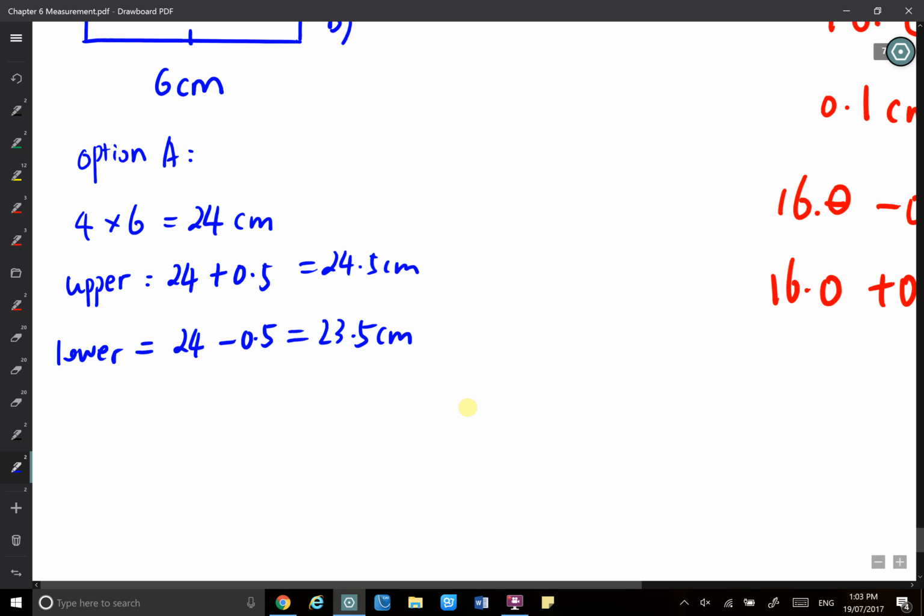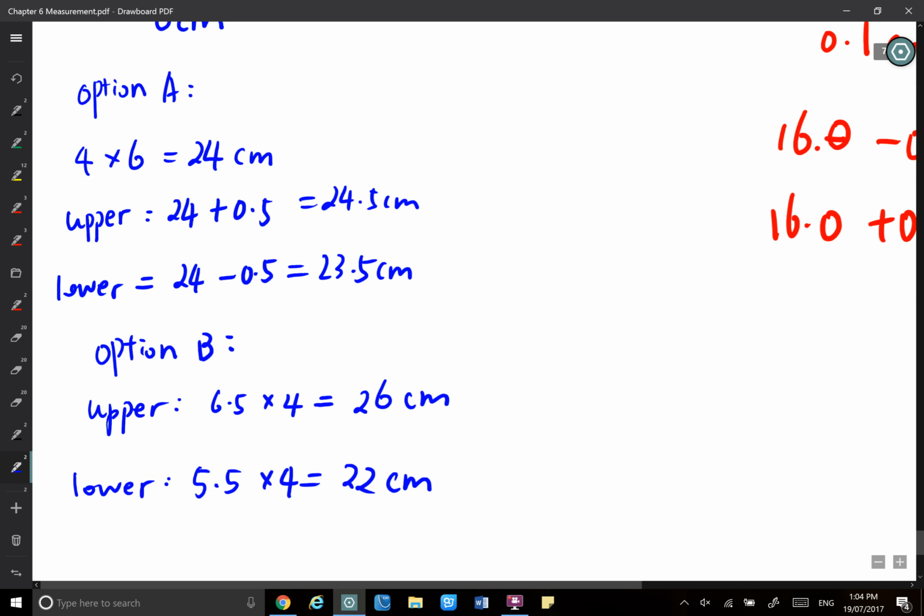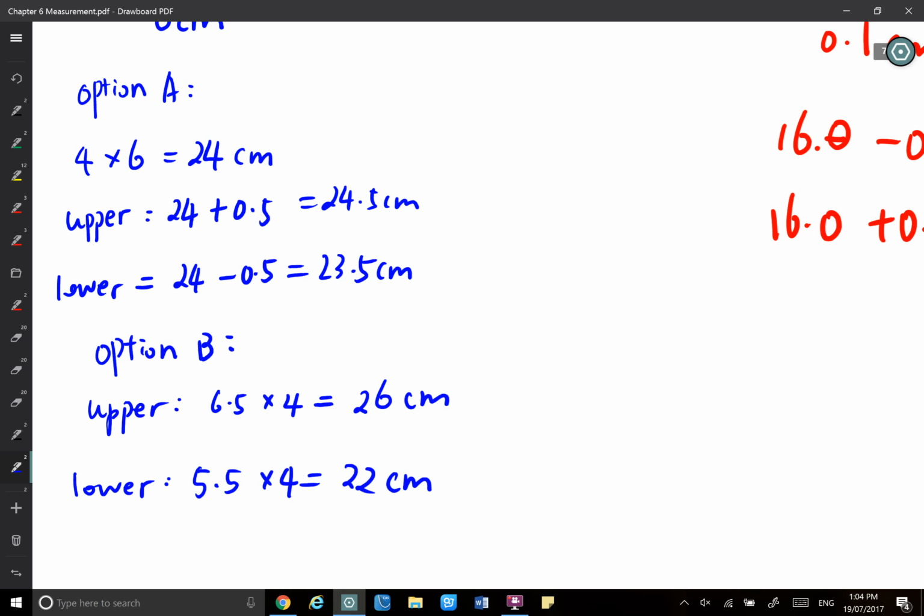That's option A. And you have option B. Because you have found the upper and lower limit for the length, the upper perimeter will be 6.5 times 4, which is 26 centimeters. And the lower one will be 5.5 times 4, which is 22 centimeters. Will you choose option A or option B?